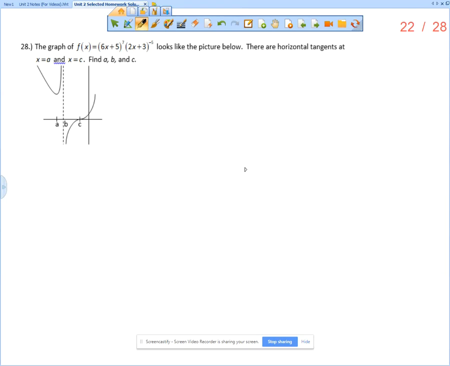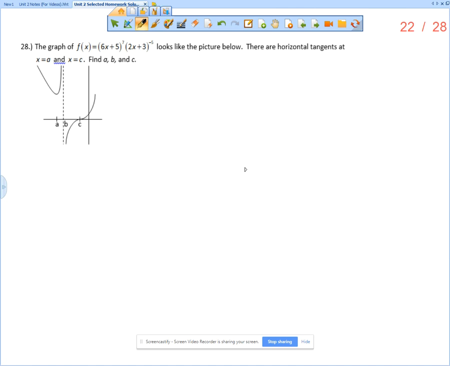This is the solution video for section 2.4, question number 28. The graph of f of x equals (6x + 5)^7 times (2x + 3)^(-5) looks like the picture below. There are horizontal tangents at x equals a and x equals c. Find a, b, and c.